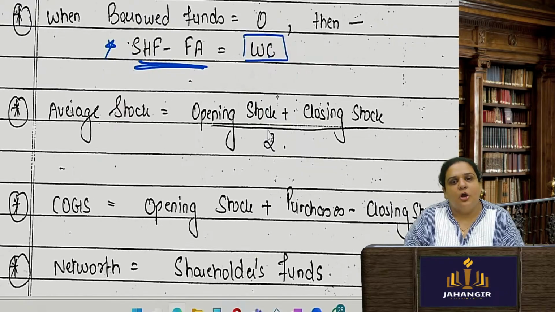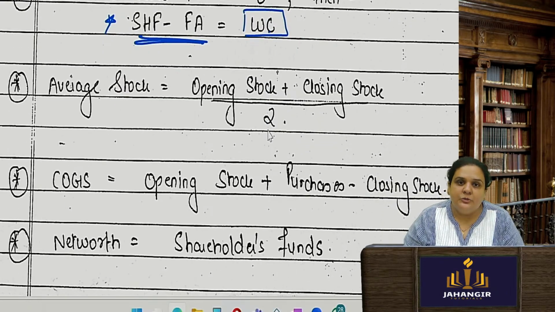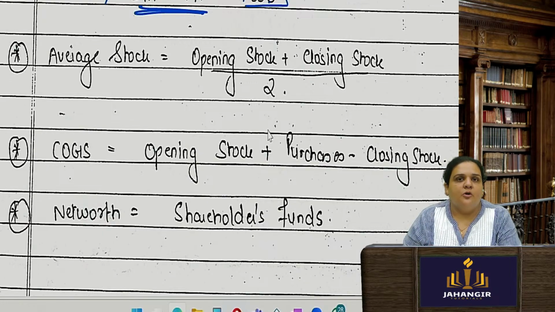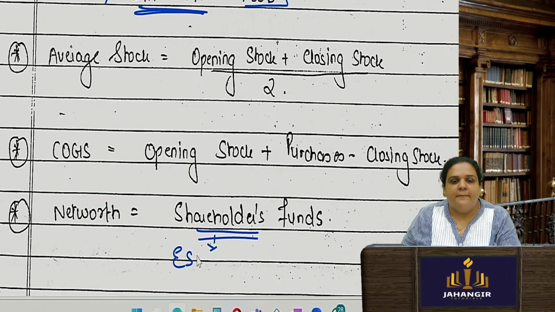What is average stock? Opening plus closing, divided by 2. And COGS is nothing but all your expenses relating to your trading. So opening stock plus purchases, then you might have some wages, etc., all related to your trading account. All those expenses minus your closing stock will give you your cost of goods sold. Net worth is nothing but your shareholders funds: equity share capital plus preference share capital plus your reserves and surplus.